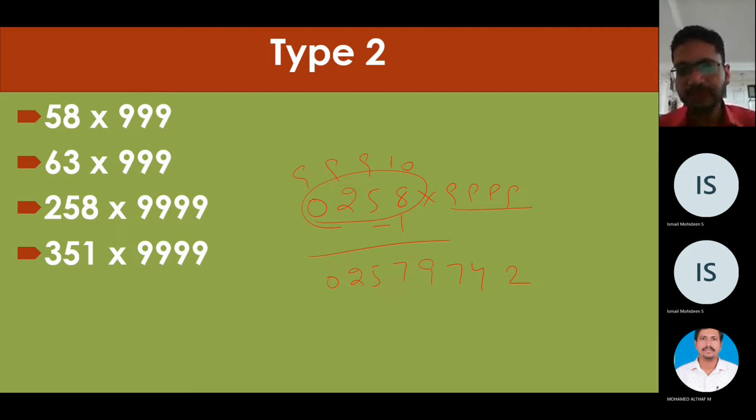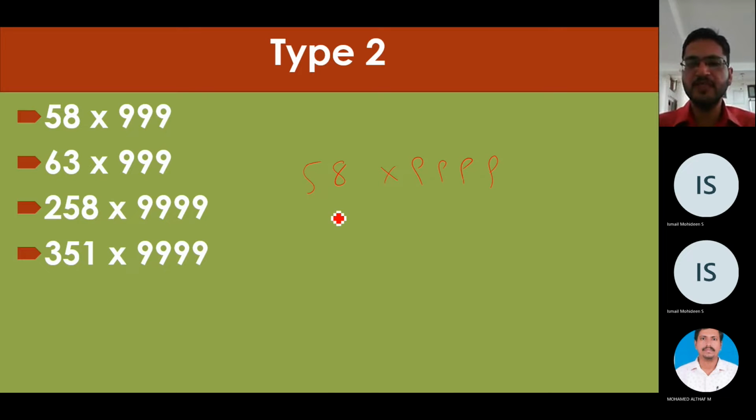Now one more example. If we are to multiply 58 with 4 nines, because here we have 4 nines and here we have 2 digits, so I will write 2 zeros before this number 58. Now it is a question of type 1. Now I will apply the first type. First of all I will subtract 1 from this number, 0057.